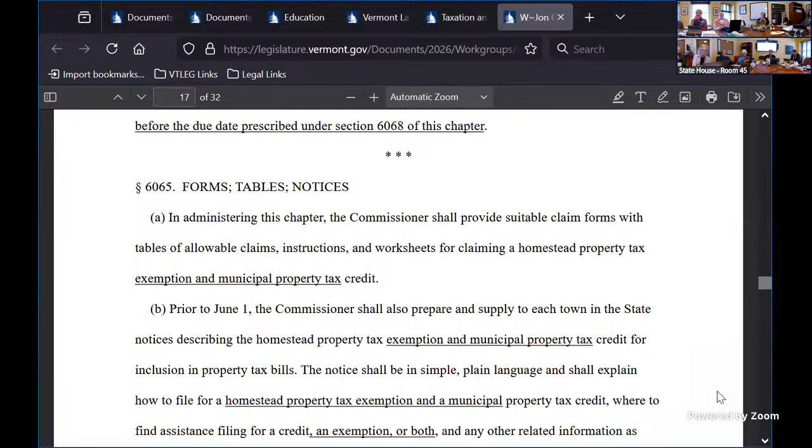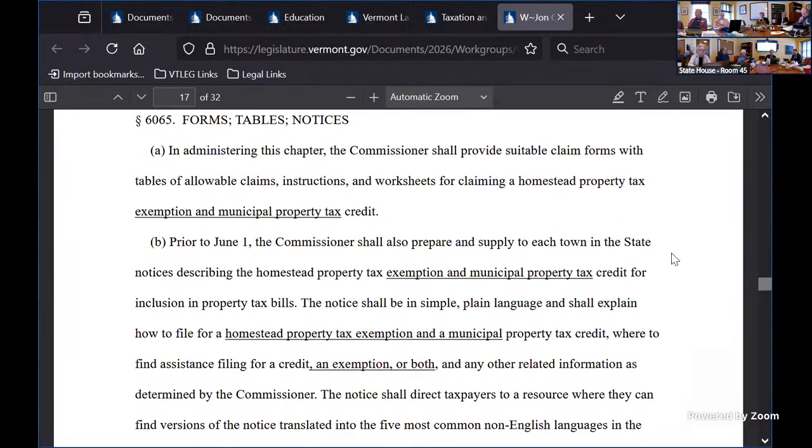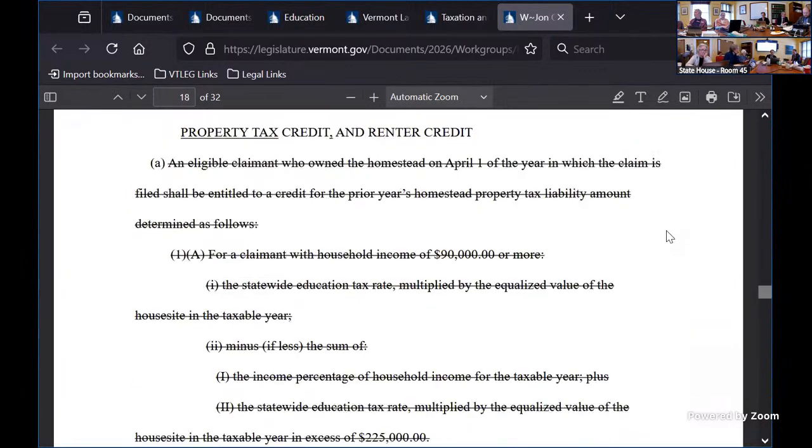Next pieces are conforming type changes, just saying that forms that come out from the tax department need to accommodate this new exemption and municipal property tax credit. So I'll go relatively quickly through these pieces and let me make sure I'm picking up any handwritten notes that I have. Yes, these are just flow-through conforming updates. Let me come down to the actual meat of the exemption.